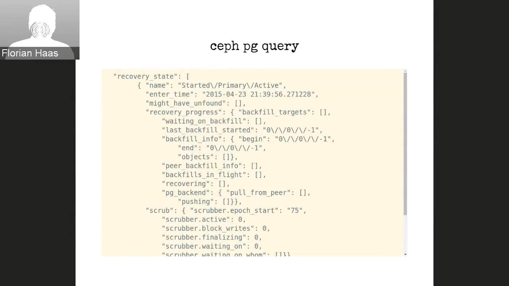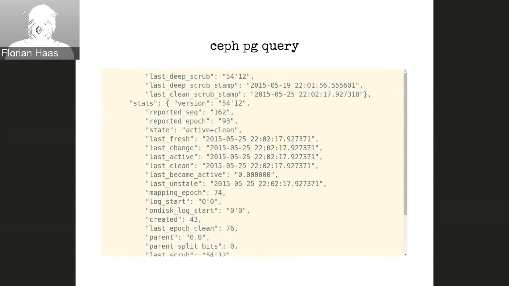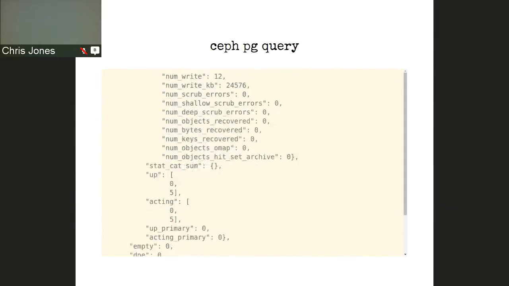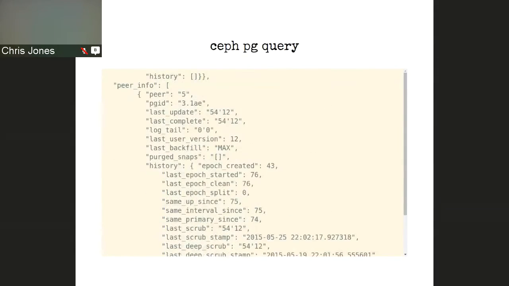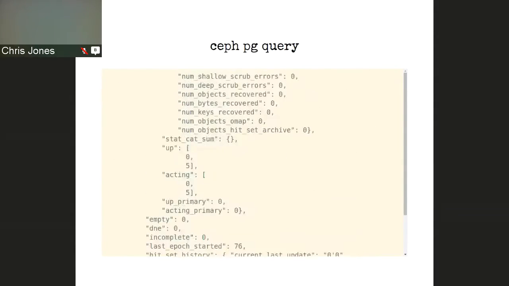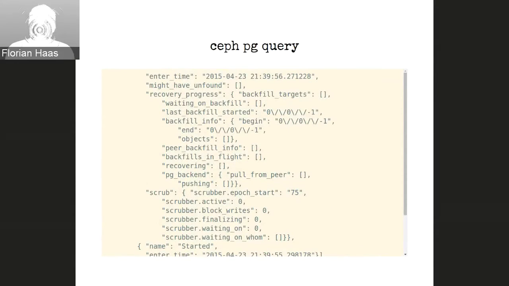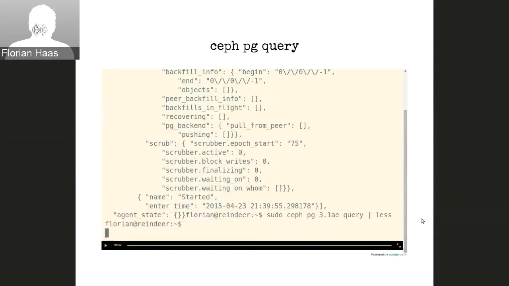And then you get a JSON output of pretty much everything that Ceph knows about this PG, such as when was it last clean, when was it last unstale, when did the last scrub or deep scrub run, and a bunch of other information. And we're going to come back to that in a little bit because it has one very crucial bit of information in it in a specific error state. So that's ceph pg query.